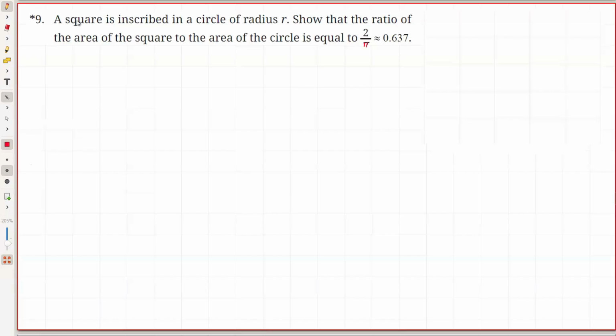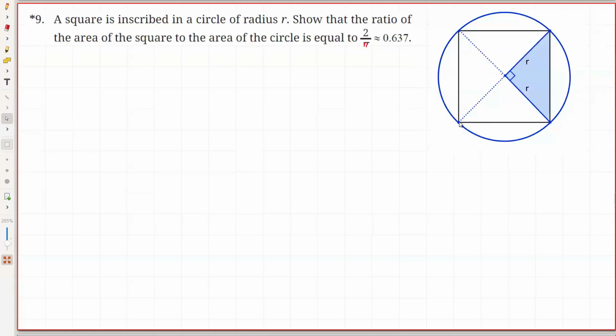Here a square is inscribed in a circle. I'm just drawing the diagram of a square inscribed in a circle. This is R, the radius. We are getting 1, 2, 3, 4 triangles inside; the square is dividing into 4 triangles. We know the diagonals of a square perpendicularly bisect each other, which means this will form 90 degrees.